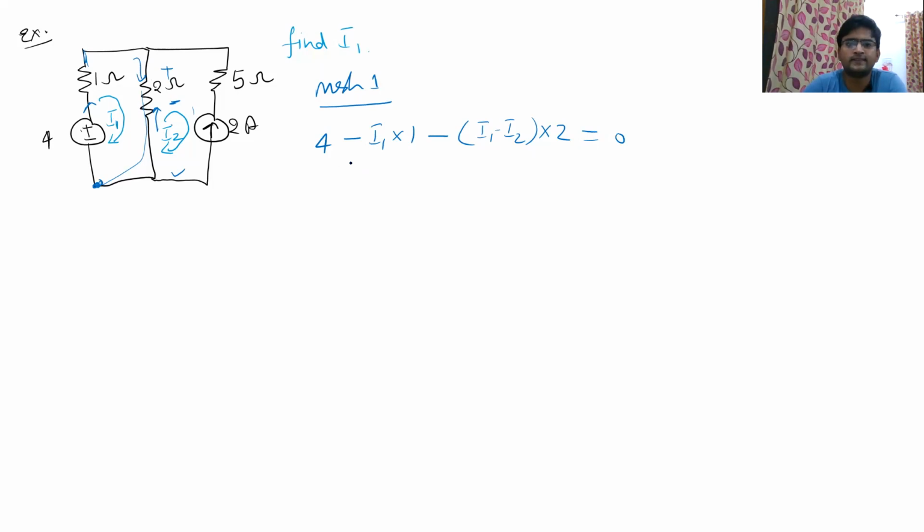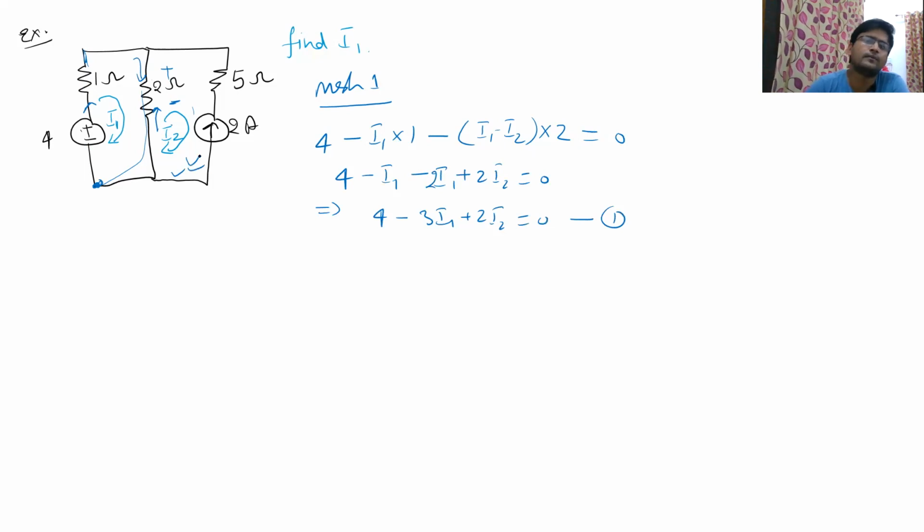So you can rewrite this equation as 4 minus I1 minus 2I1, sorry, 4 minus I1 minus 2I1 plus 2I2 is equal to 0, or you can rewrite it as 4 minus 3I1 plus 2I2 is equal to 0. This is your equation number 1. Now, when you write the equations for loop 2, let us start from here.